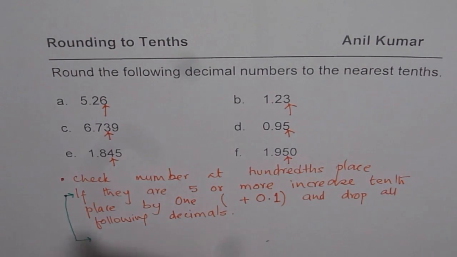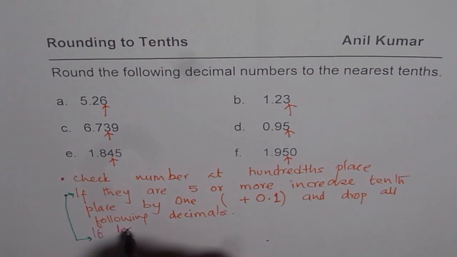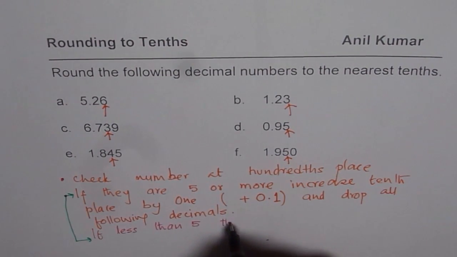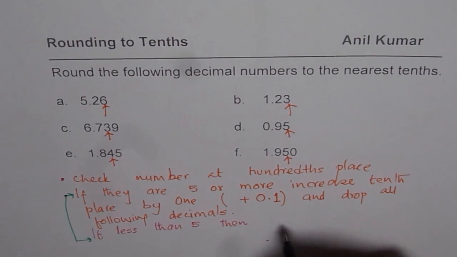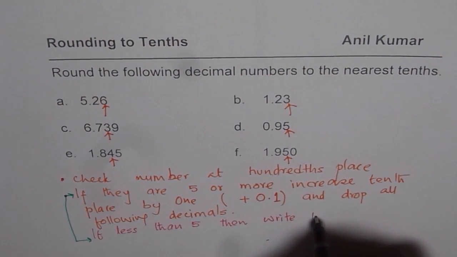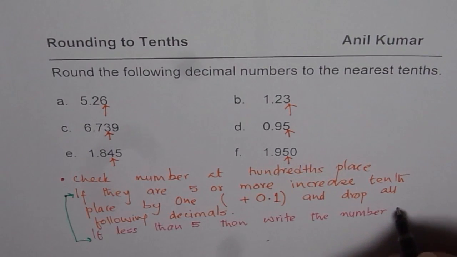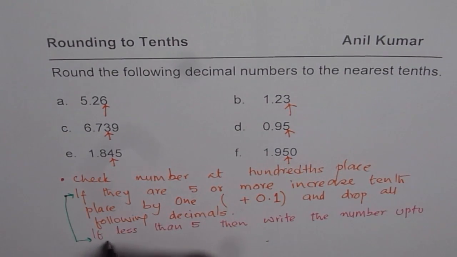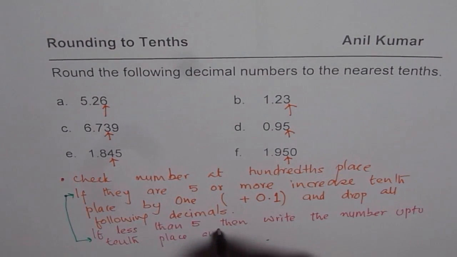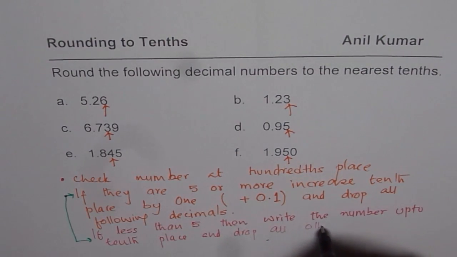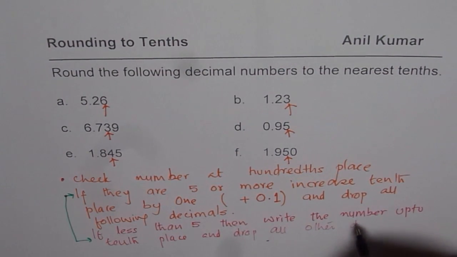So we say if it is less than 5, then write the number up to the 10th place and drop all other decimal numbers.